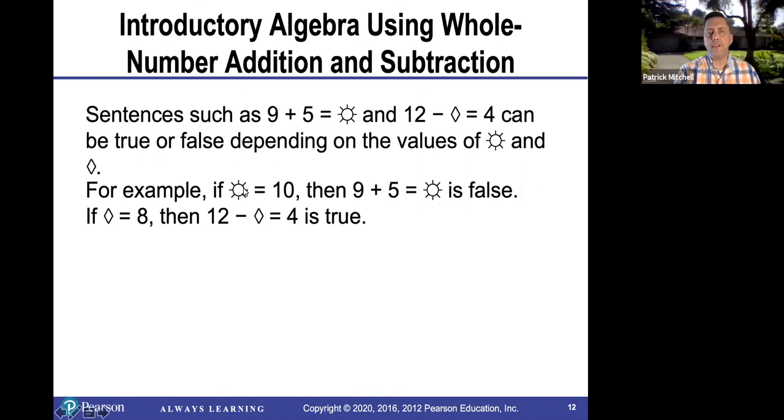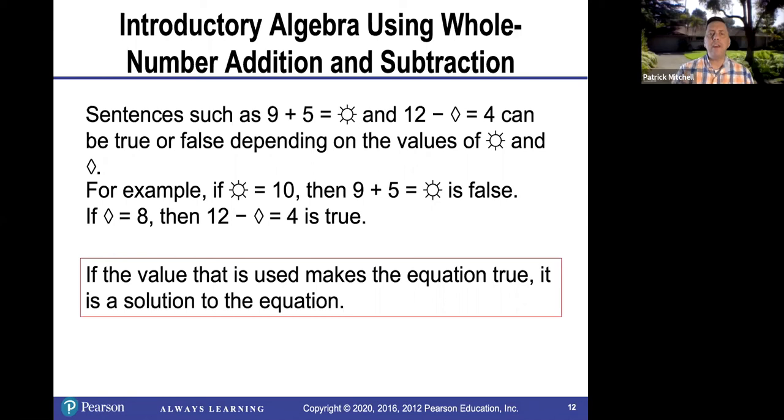For example, if the sunshine symbol is equal to 10, then 9 plus 5 equals that symbol is false, because 9 plus 5 equals 10 is false. If the diamond symbol is equal to 8, then 12 minus the diamond equals 4 is true, because 12 minus 8 does equal 4. If the value that is used makes the equation true, it is called a solution to the equation.